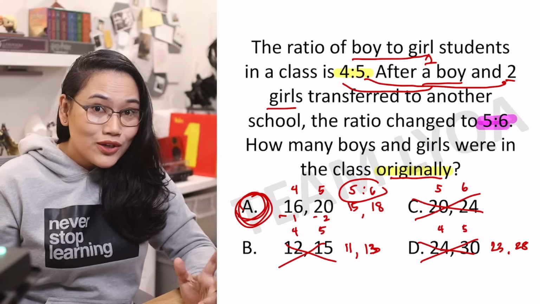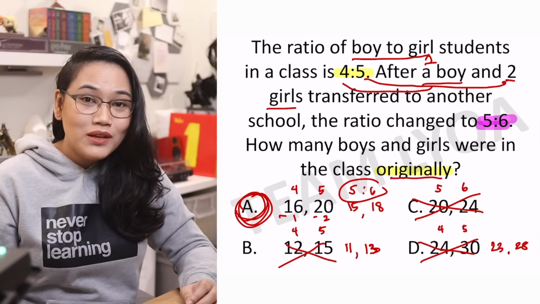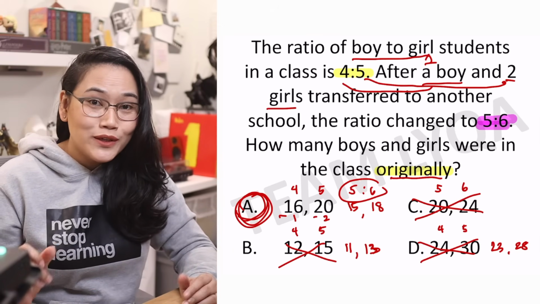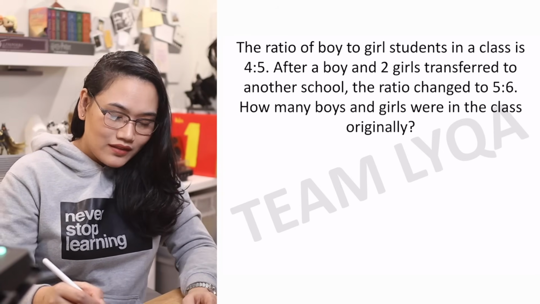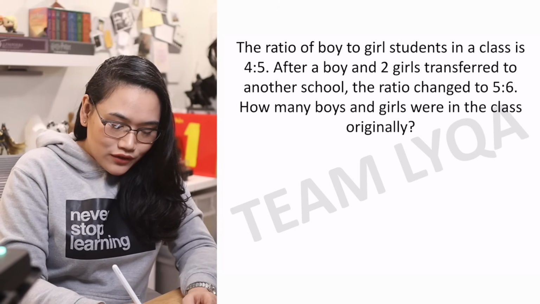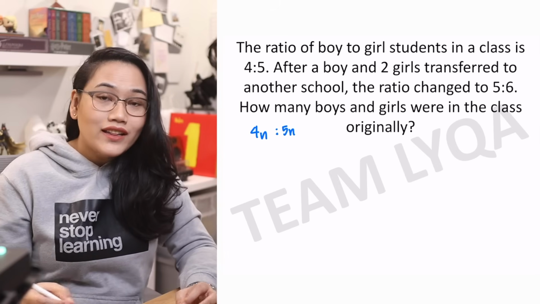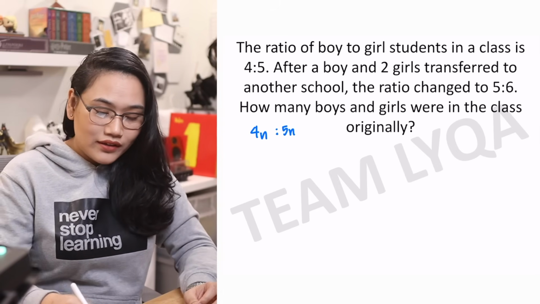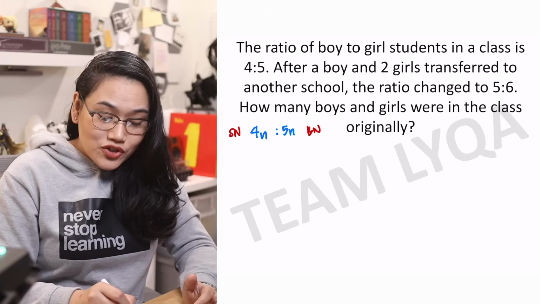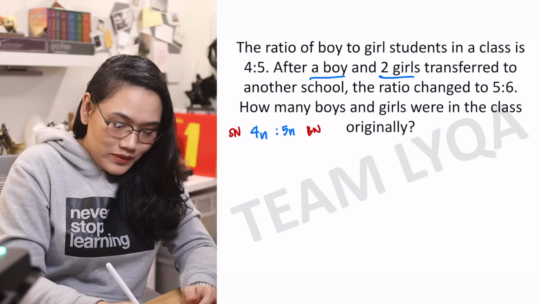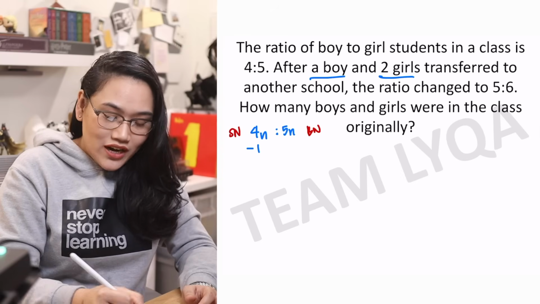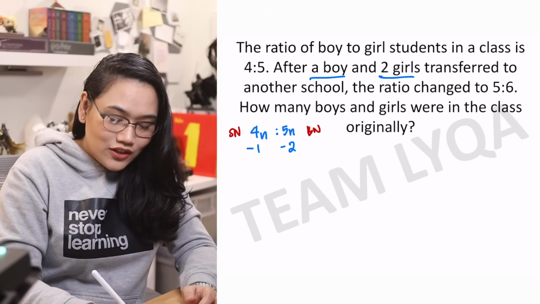Now, tama ba yung sagot natin? Using the elimination method or yung ating super secret speed technique. Let's solve using yung problem mismo. Now, original ratio natin is 4:5, which means 4n is to 5n, yung ating smaller number and bigger number. Next thing we're going to do is yung condition. 1 boy and 2 girls nag-transfer or umalis. So, this will be 1 boy, babawas natin dyan. 2 girls, ibabawas natin dito.